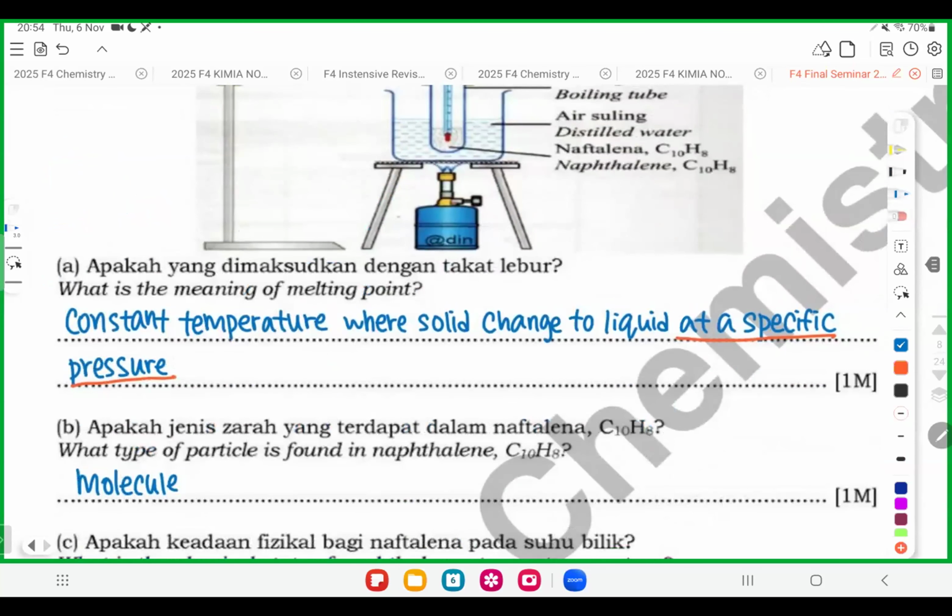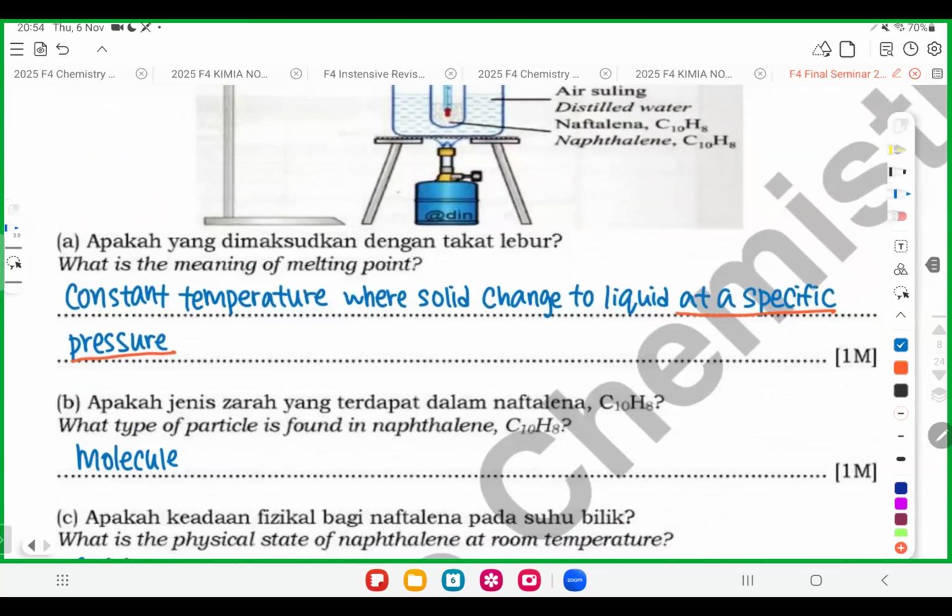Okay. What is the physical state of naphthalene at room temperature? Room temperature is 25 degrees Celsius. Everyone should know room temperature is 25 degrees Celsius. When they ask you physical state, what do I mean by physical state, everyone? Solid, liquid, or gas. So for naphthalene, how do I know if it is solid, liquid, or gas at room temperature?